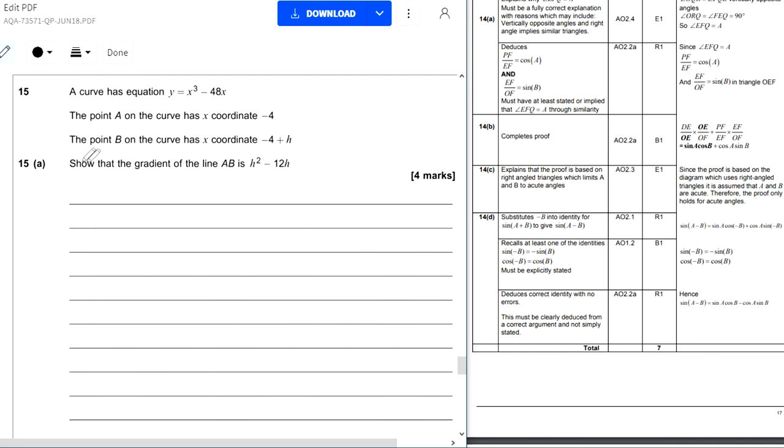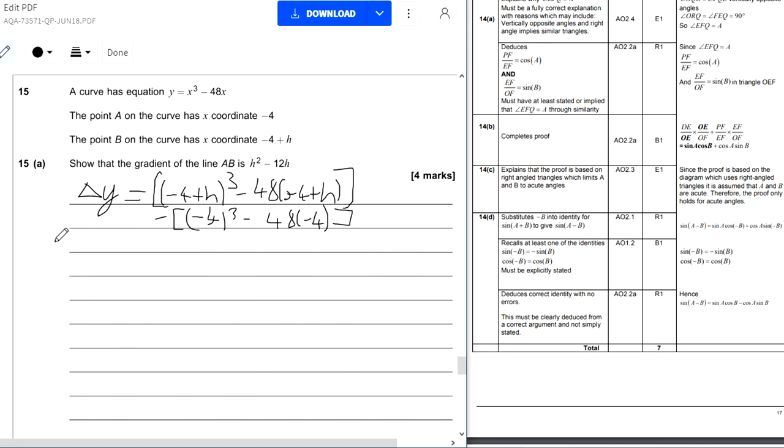Gradient AB is going to be the change in y over the change in x between the points A and B. So what's the change in y? Well, which is analogous to saying f of x plus h minus f of x. Which uses first principles, but it makes me feel like there's a quicker way to do this, but let's just go with it as it is. And the change in x is just h, because that's how much it's changed by.